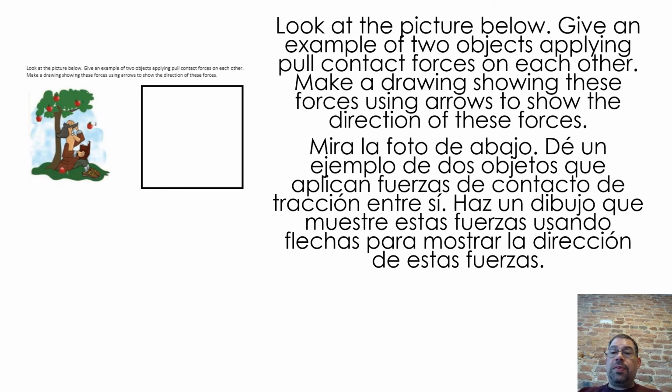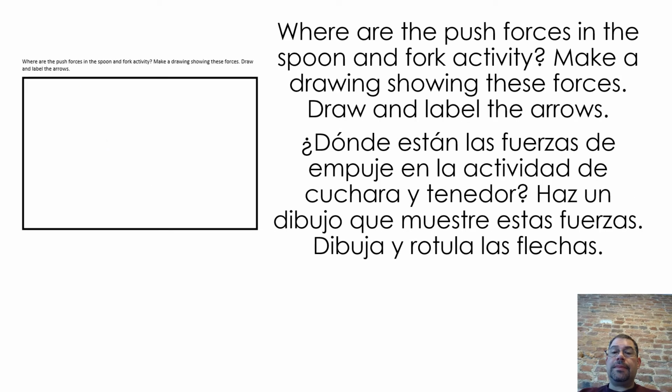Look at the picture below. Give an example of two objects applying pull contact forces on each other. Make a drawing showing these forces using arrows to show the direction of these forces. Where are the push forces in the spoon and fork activity? Make a drawing showing these forces. Draw and label the arrows.